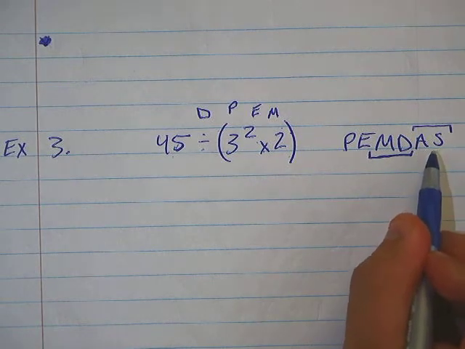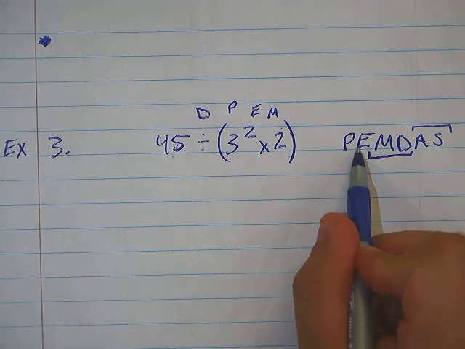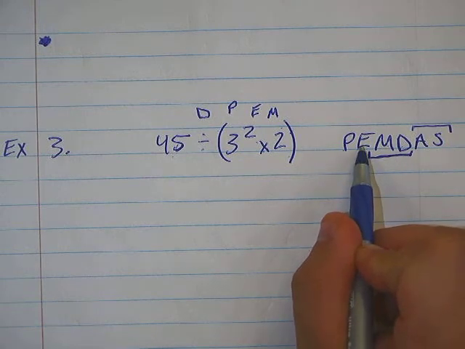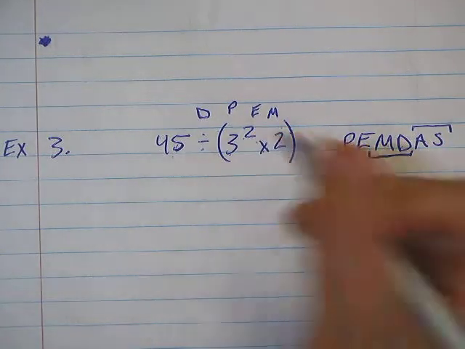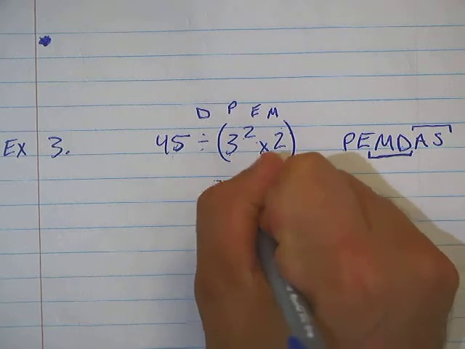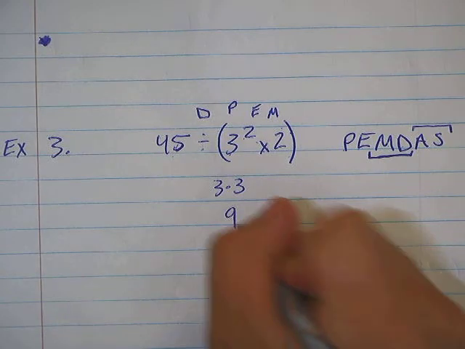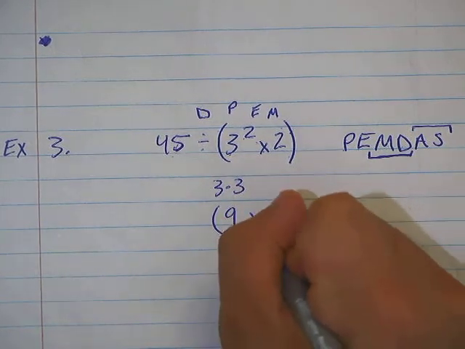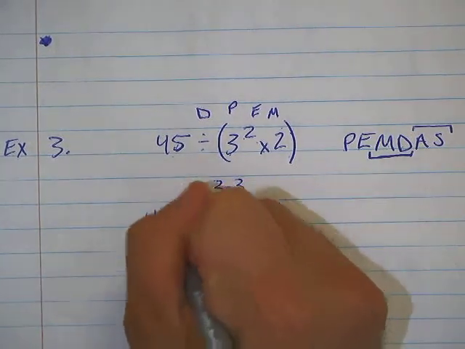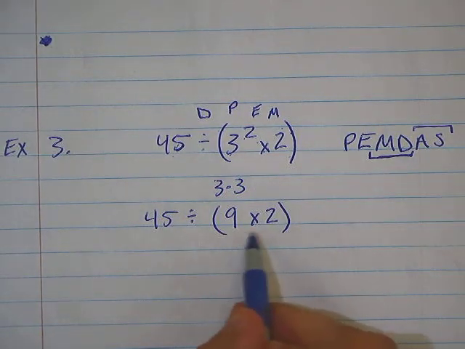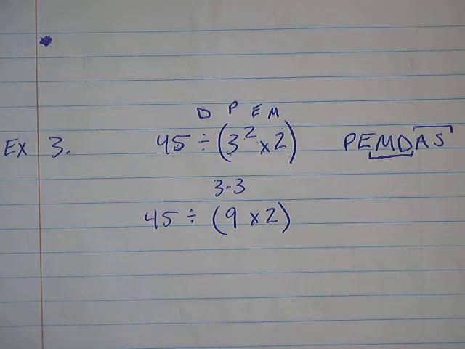Well, whenever we look at our acronym PEMDAS, do we perform exponents or multiplication first? We perform the exponent first. So 3 squared is the same thing as 3 times 3. Well, what is 3 times 3? It's 9. So we keep everything in the problem exactly the same, and we still have this parentheses here.